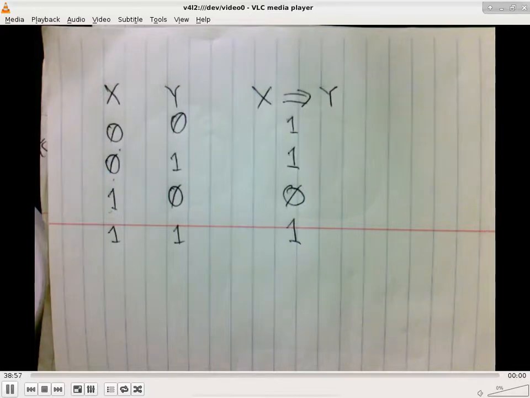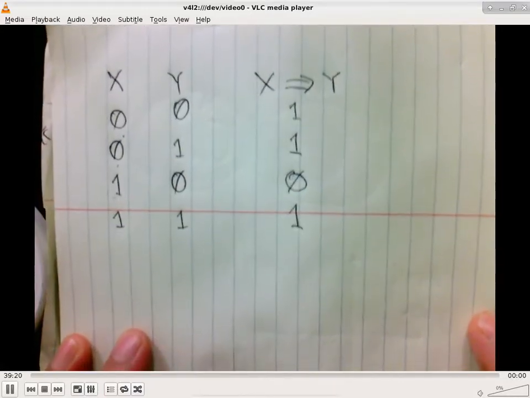Correct. Yep. So when x is true and y is false, is it wrong to say x implies y at that point? When x is true and y is false? On the third row? Yeah. It means the implication itself is false. And you should get your money back. Okay? But this is only one way to look at it.